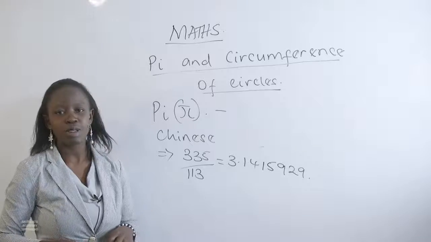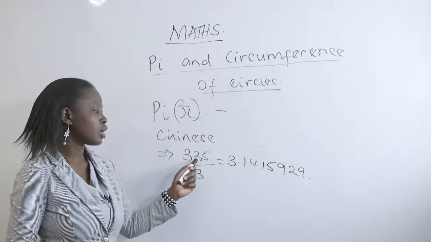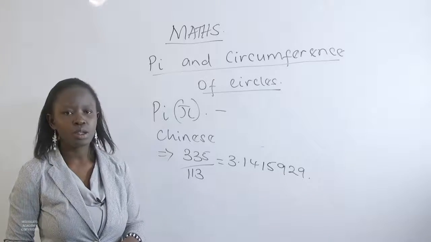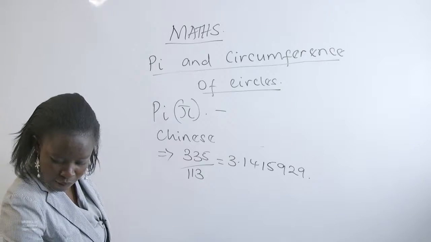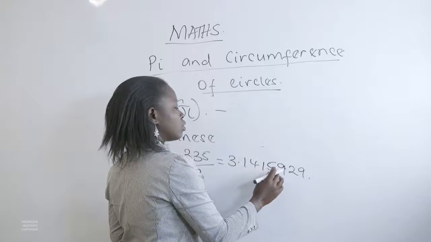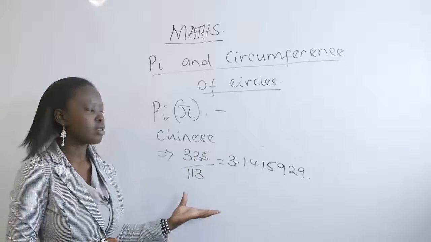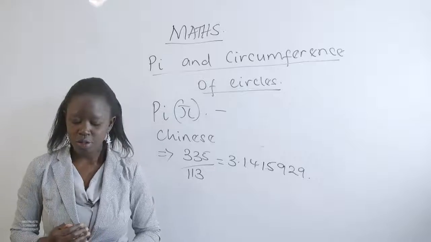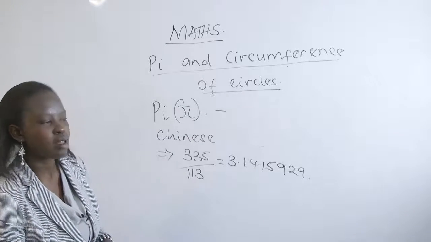According to the Chinese mathematician, he approximated that the value of pi is close to 355 over 113, which gives us 3.1415929, to 7 decimal places. So we have this Chinese mathematician saying that the value of pi is close to 3.1415929.